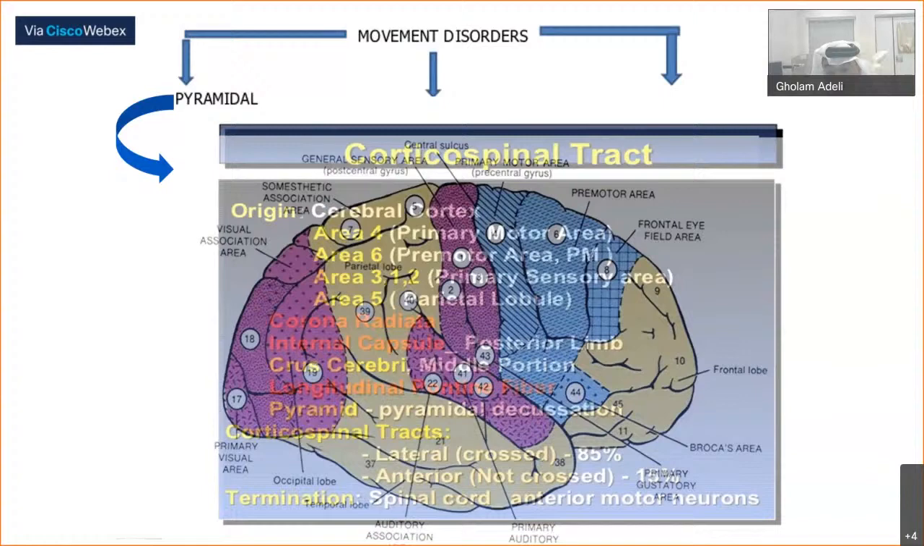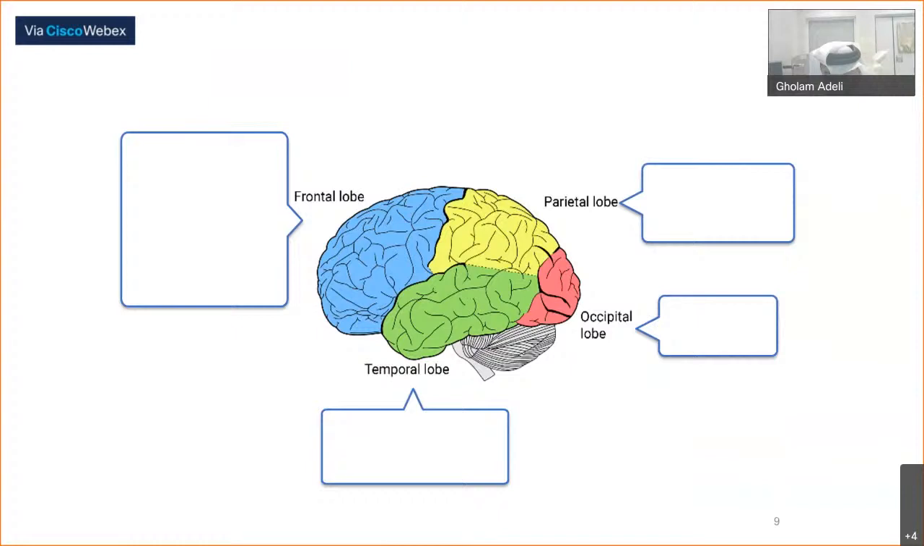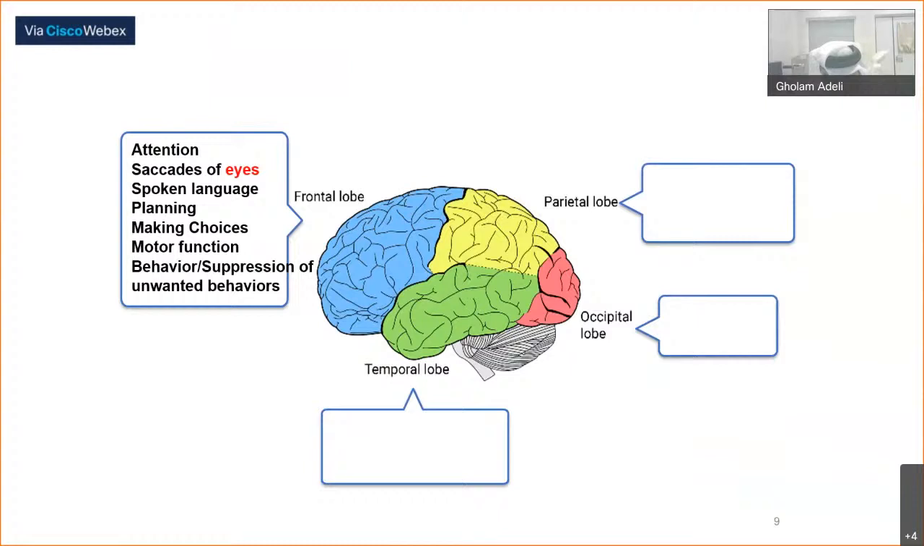These are the Brodmann areas, how they are classified, and we'll talk about them later. And this is just a brief overview of the function of the different lobes of the brain. The frontal lobe is really important because the majority of cases of Parkinson's disease will have frontal lobe problems.